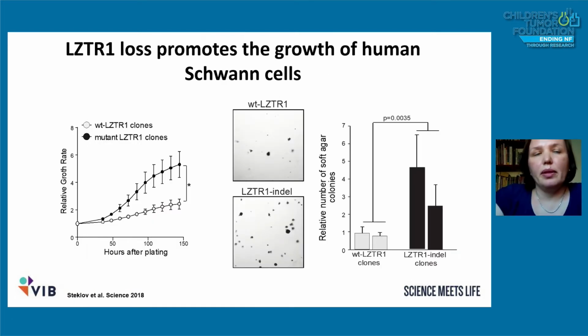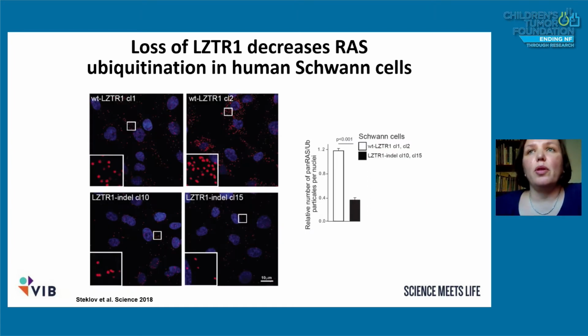We also find that LZTR1 loss can promote the growth of primary Schwann cells in 2D and 3D. And consistent with our observations that the LZTR1 cullin-3 complex can ubiquitinate RAS proteins, we found that loss of LZTR1 in Schwann cells leads to decreased levels of RAS ubiquitination, which we detected by proximity ligation assay using anti-ubiquitin and anti-pan-RAS antibodies.